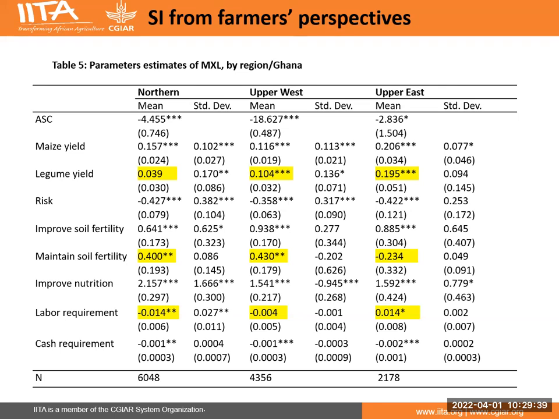In terms of soil fertility attributes, farmers in the northern region and the Upper West region are interested in technologies that either increase or maintain soil fertility, whereas farmers in the Upper East region are interested in technologies that increase soil fertility. Maybe this could be because of the low soil fertility level in the Upper East region, so they may be highly interested in those improving soil fertility. Okay, so the other one is that there is also a difference in labor requirement reactions with respect to the three regions.